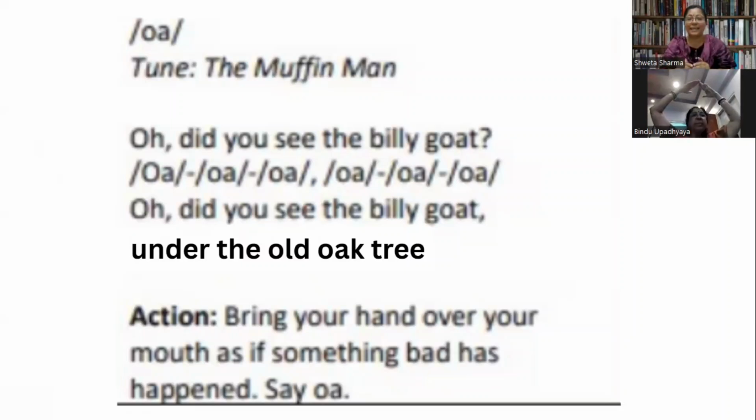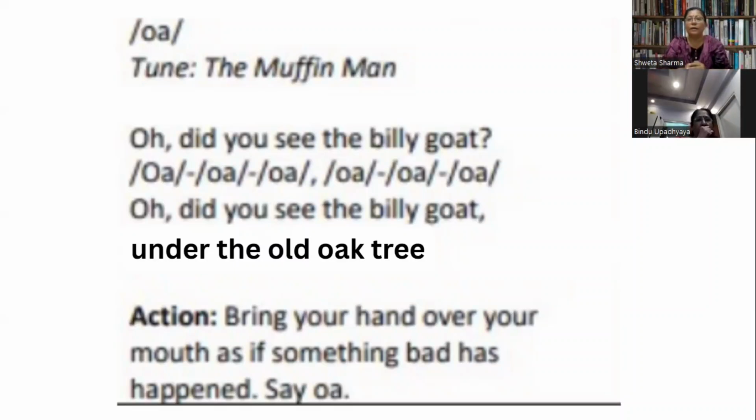And again, as I said, you need not do all the actions, but this should be done when the sound comes in. Oh, oh, oh, oh, oh, oh. You can do it this way also. Oh, did you see the billy goat? Or, did you see the billy goat? Anyways. And under the old oak tree, we show a big O, making an oak tree. Under the big old oak tree.